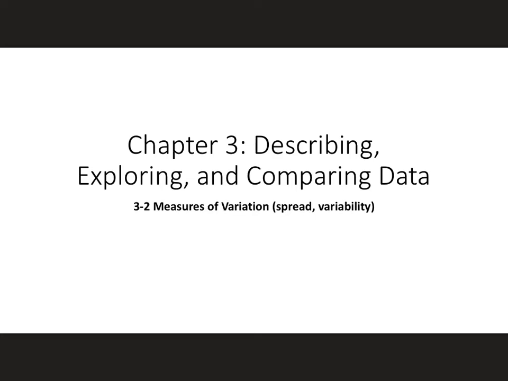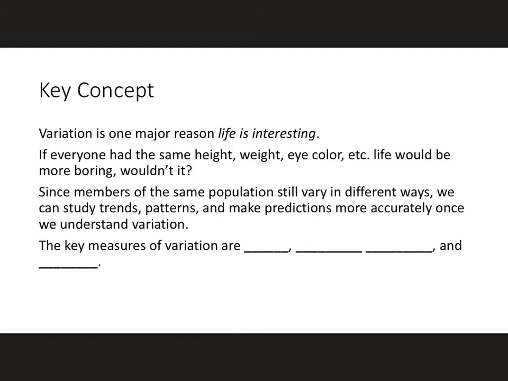Here in section 3.2, we are going to start looking at measures of variation. Variation is one major reason life is interesting. If everyone had the same height, weight, eye color, etc., life would be more boring. So since members of the same population still vary in different ways, we can study trends, patterns, and make predictions more accurately once we understand variation.